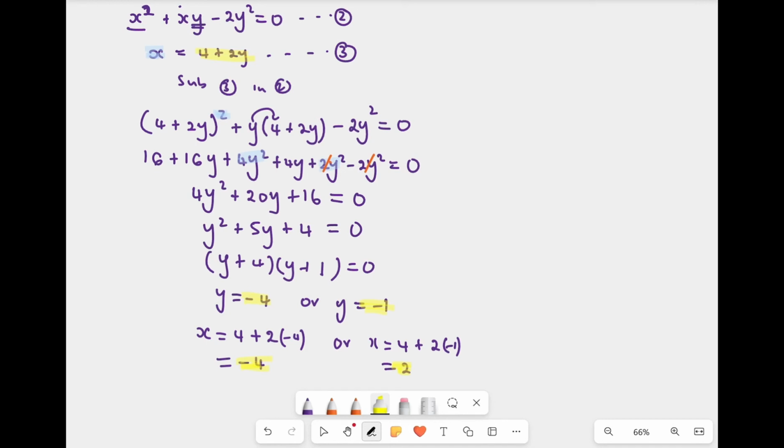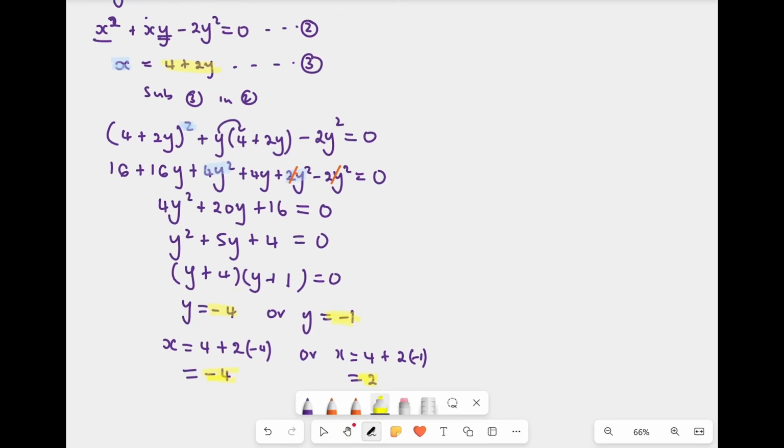So now let's move to 1.3. Okay, let me see 1.3.